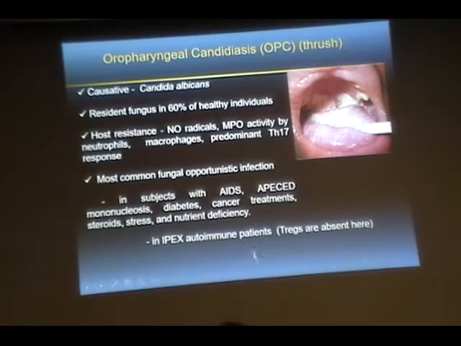And I mentioned that when there is an absence of immune regulation, there is candidiasis in IPEX patients who also lack regulatory T cells. Some of them have candida infections on the skin.